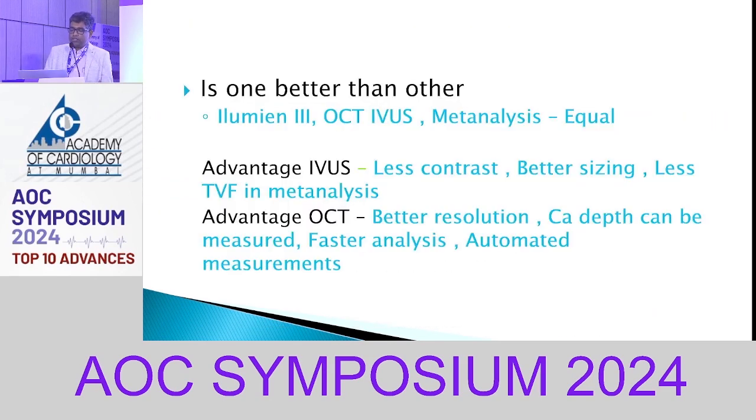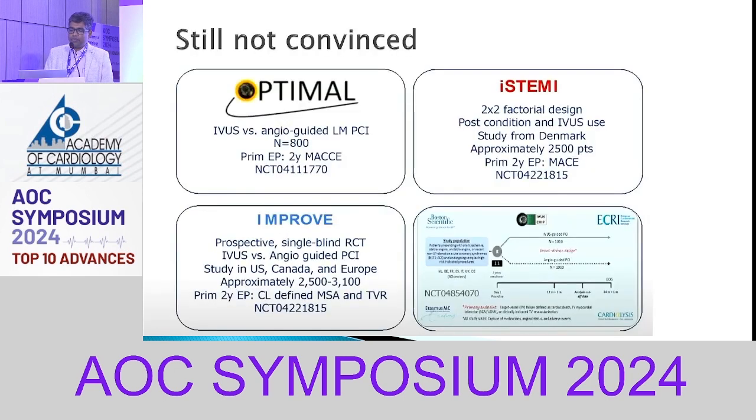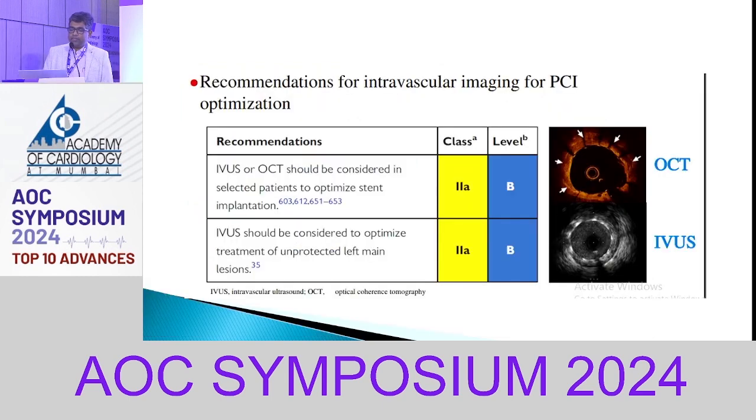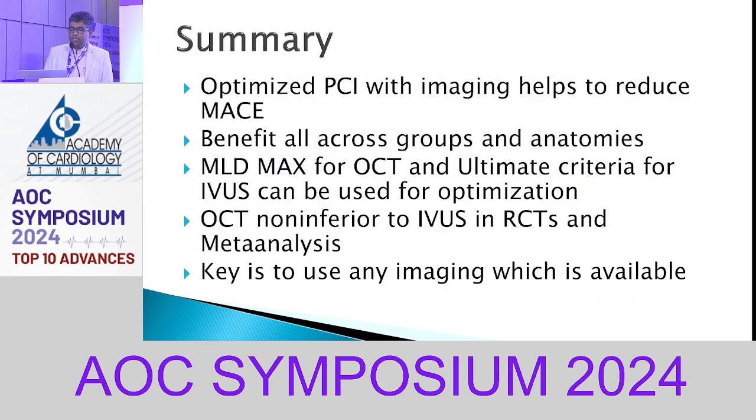Now, last question, is one better than the other? I think all data showed that both imaging technologies are equally good, and there are some advantages of IVUS like less contrast, better sizing, less target vessel failure in meta-analysis. Advantage of OCT is better resolution, calcium depth can be measured, faster analysis, automated measurements. And still, if you are not convinced, these are the trials which are coming up: Optimal, ISTMI, Improve, and IVUS CHIP trials. So, class 2A indication at present, and this is a summary.